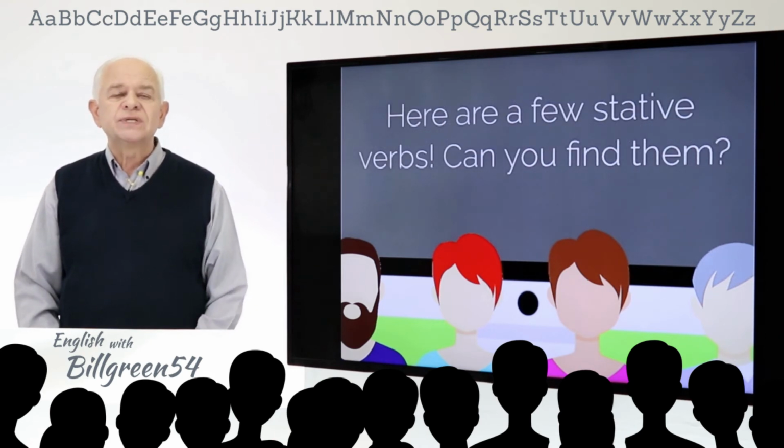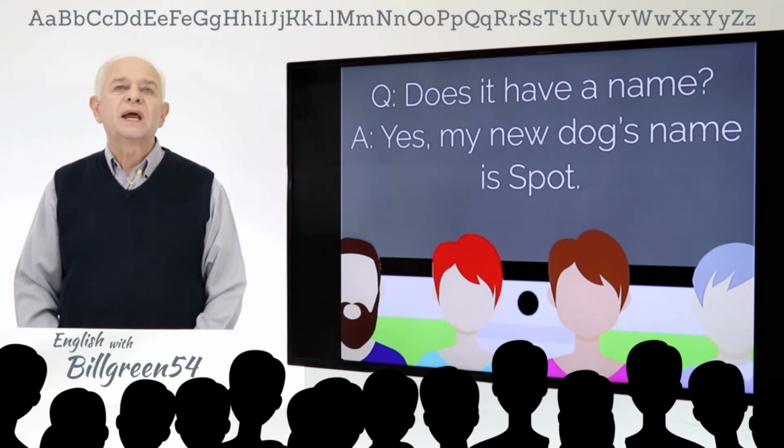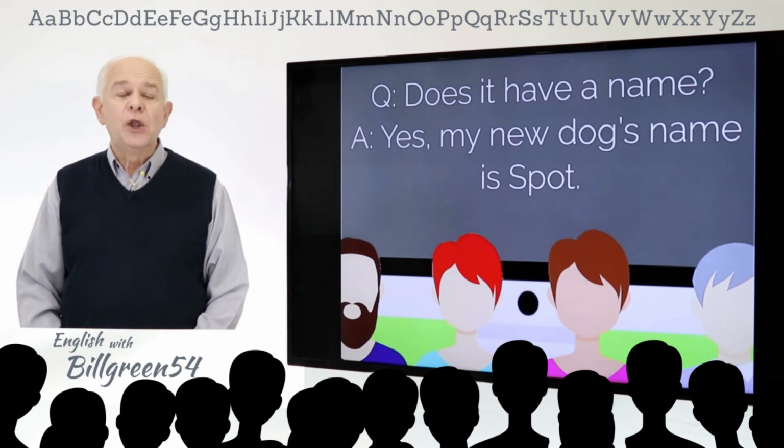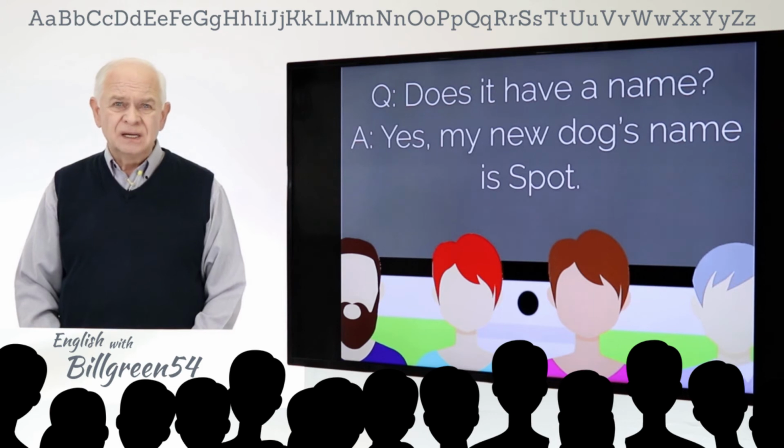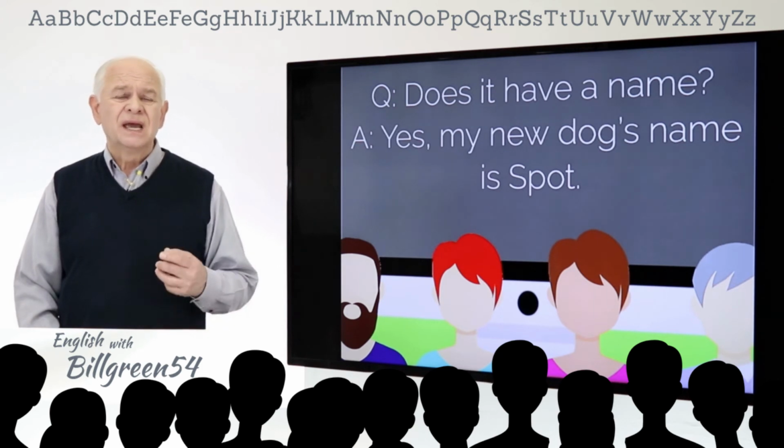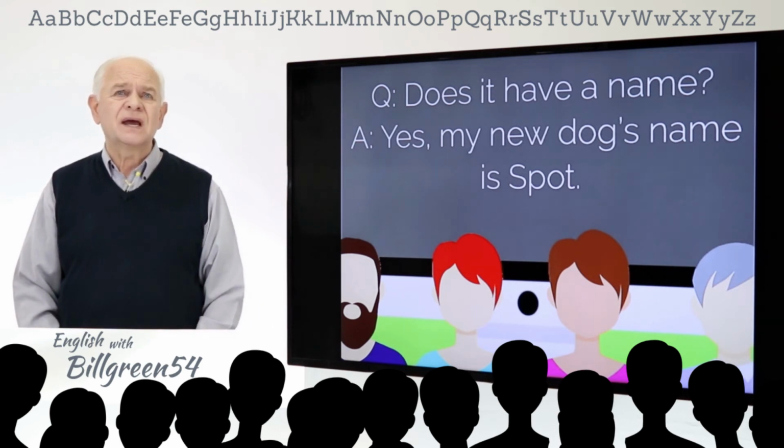Here are a few stative verbs. Now, can you find those? Does it have a name? Yes, my new dog's name is Spot. Do, did, done. Do is a state verb. Why? Because it doesn't mean one thing, and it's a fact, right? Hey, does it have a name? Yes, my new dog's name is Spot.